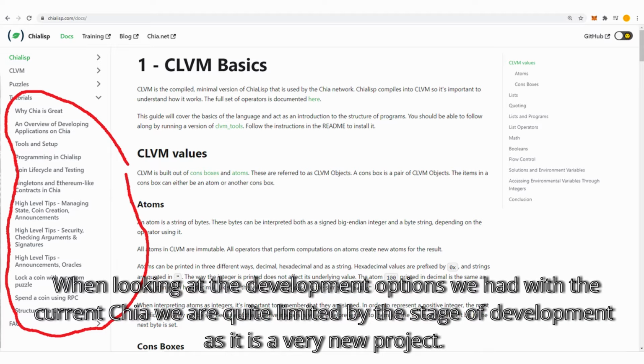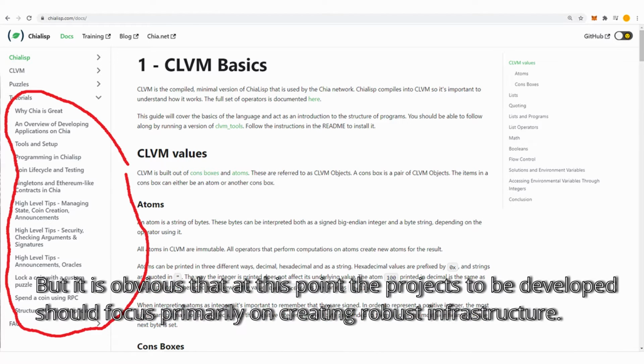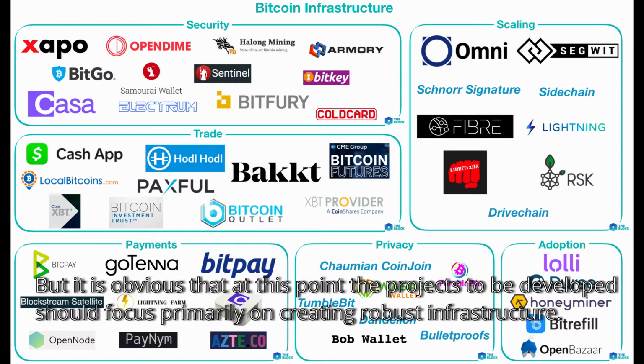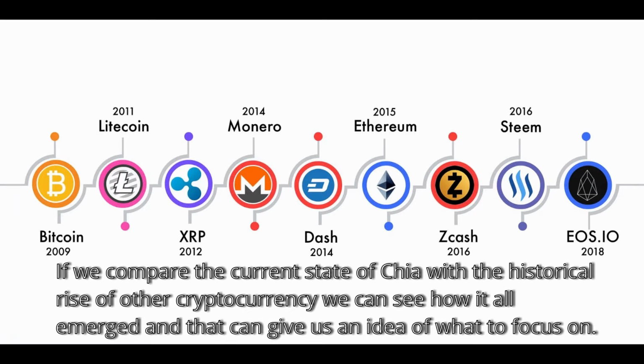When looking at the development options we have with the current Chia, we are quite limited by the stage of development, as it is a very new project. But it is obvious that at this point the projects to be developed should focus primarily on creating robust infrastructure. If we compare the current state of Chia with the historical rise of other cryptocurrencies, we can see how it all emerged, and that can give us an idea of what to focus on.